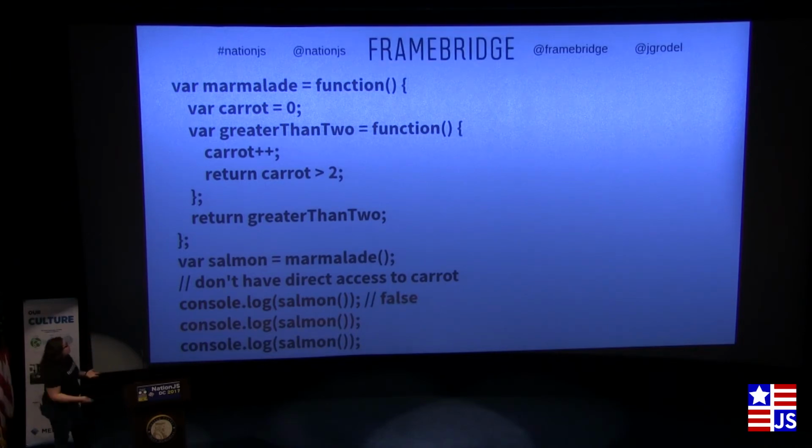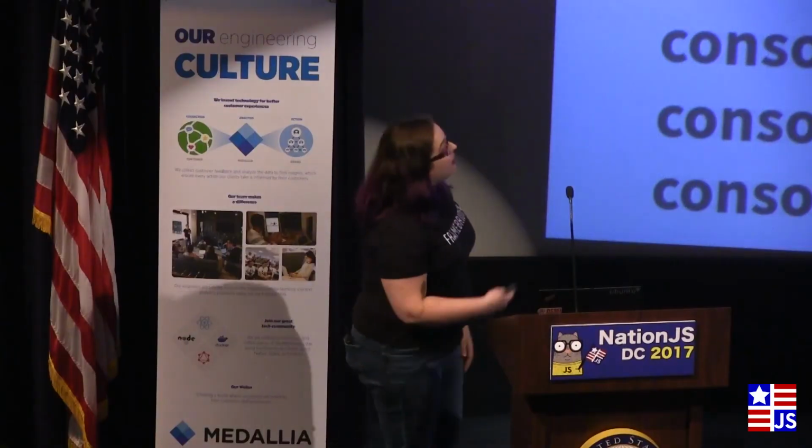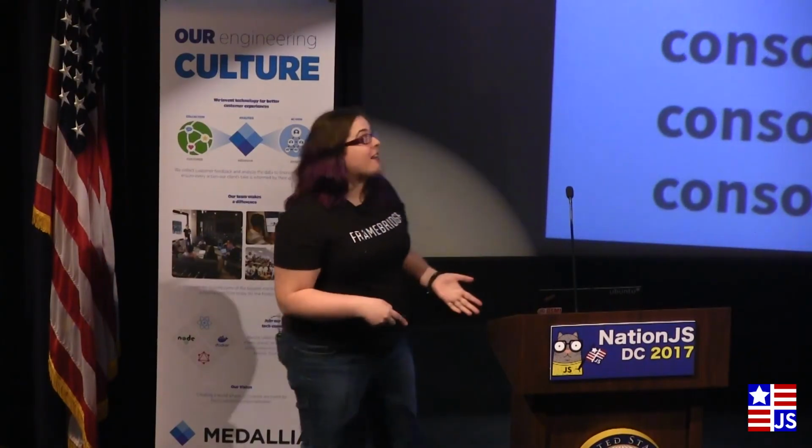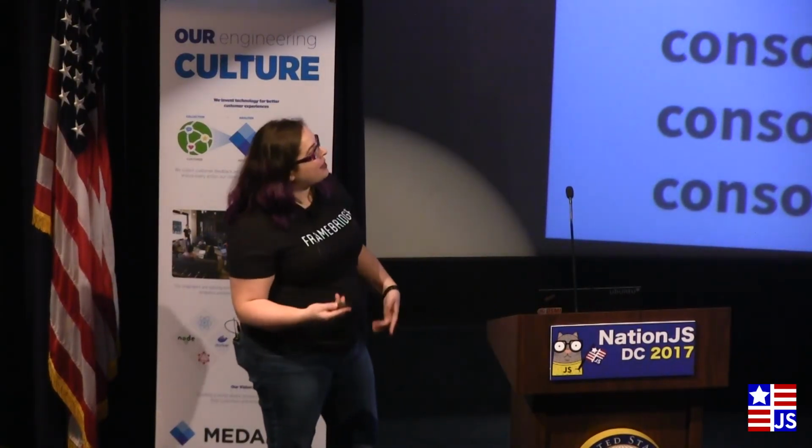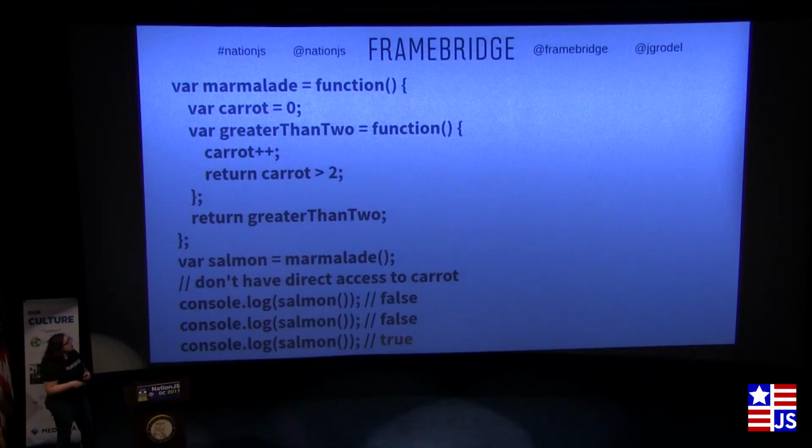We can go through again. 1 will go up to 2. 2 is not greater than 2. And again, we're going to get a false. And then on the third try, now we've got 2. 2 goes to 3. 3 is greater than 2, finally, and we get a true. And through all of this, we're doing things that have an effect on caret, and we're depending on caret for our outputs, but we don't have direct access to caret through salmon.